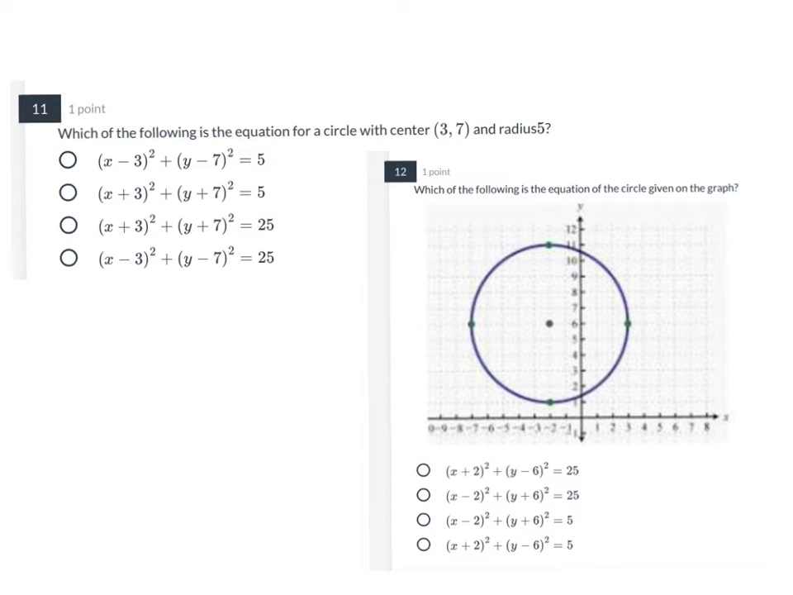Which of the following, well, we should talk about the equation of a circle. The equation of a circle looks like this: something squared plus something squared equals something squared. Which should remind you of the Pythagorean theorem. But instead of an A, it's an X minus H. Instead of a B, it's a Y minus K. And instead of a C, it's an R squared. Forgot the square. There it is. So there's the equation of a circle.